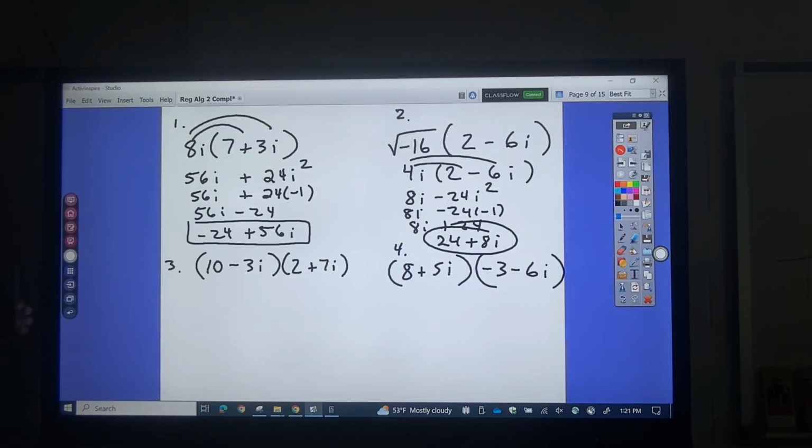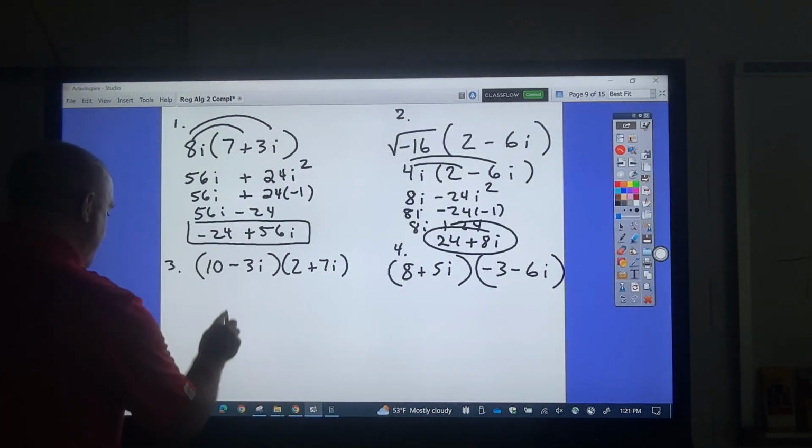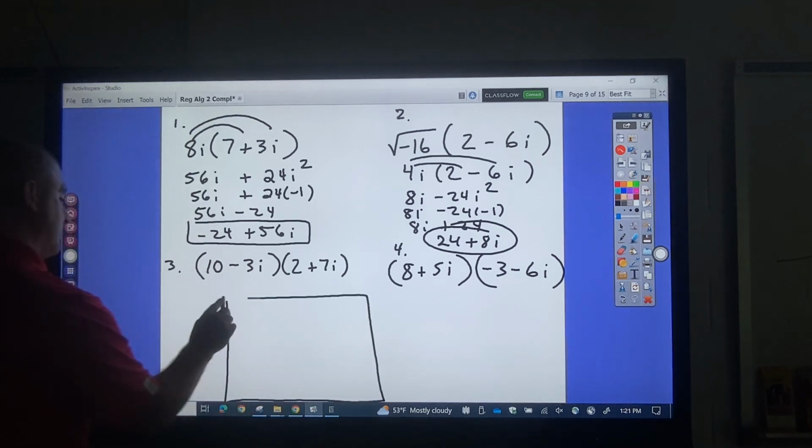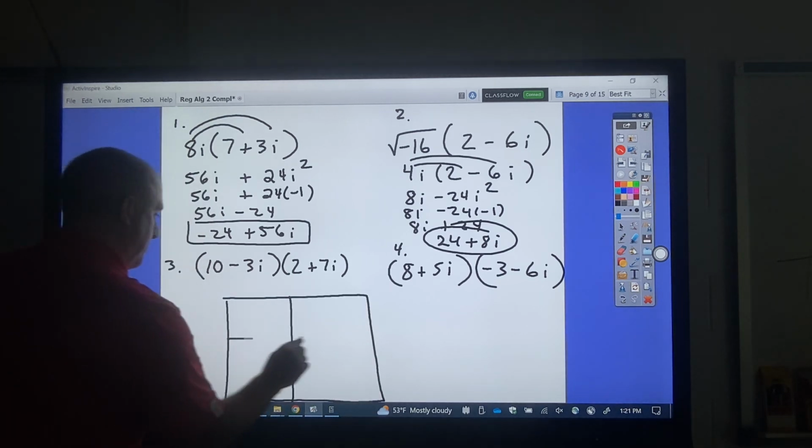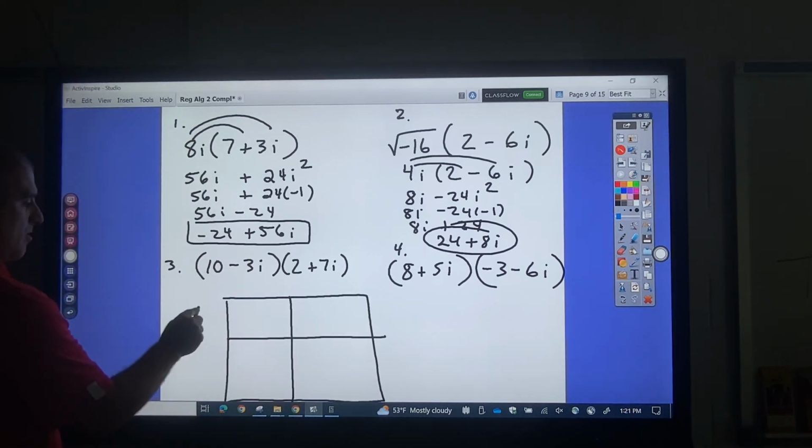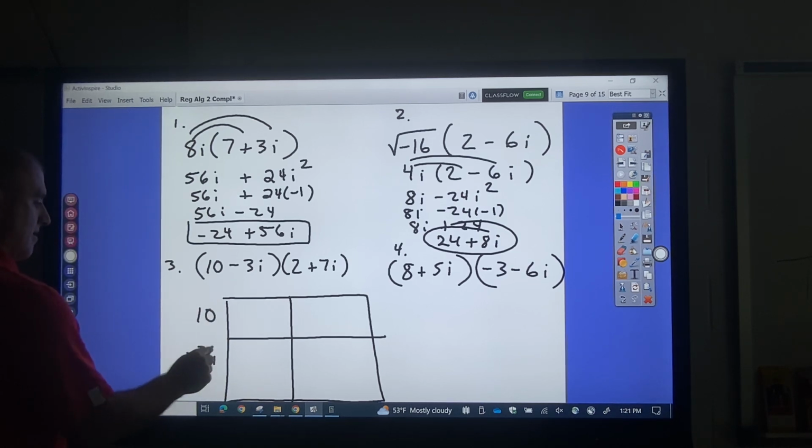Okay? This is regular multiplication. So what I'm going to do, I'm going to make a box. Okay? Now, here is what's important. I'm drawing this real big.